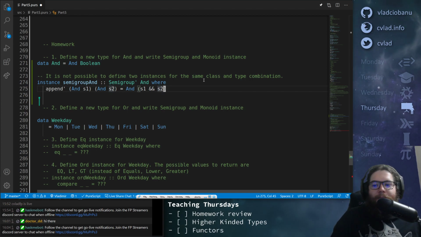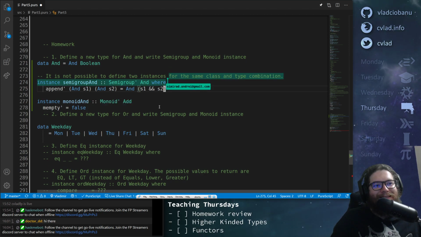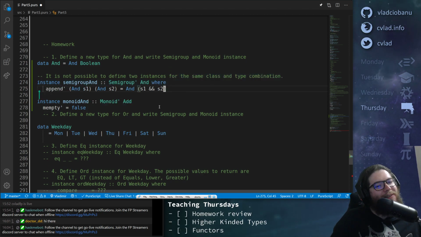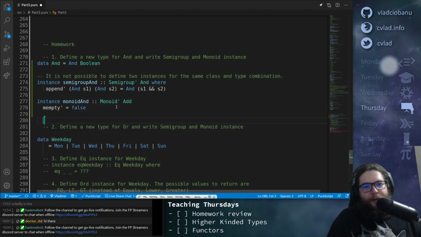This one makes sense to me. Okay, I actually forgot to paste the monoid instance. So what's the property for the monoid instance? Do you remember what the law was?